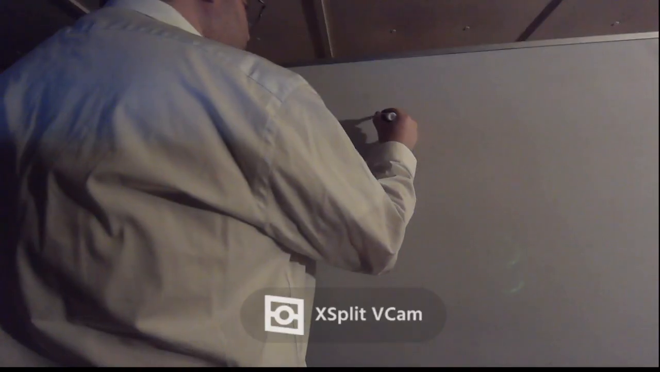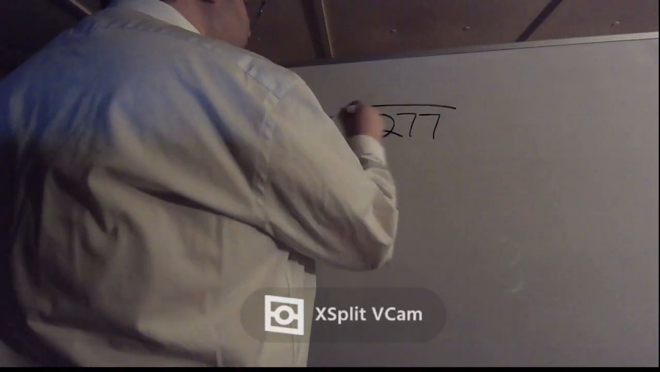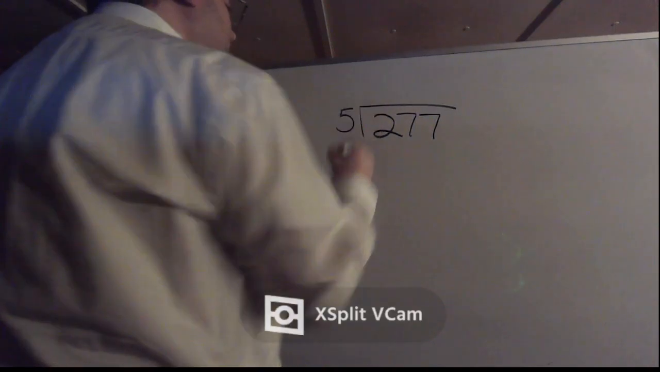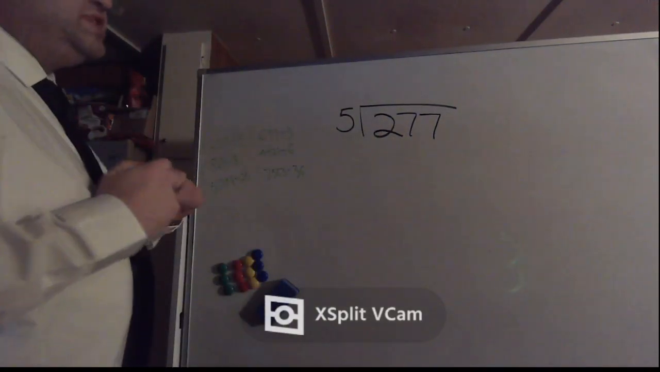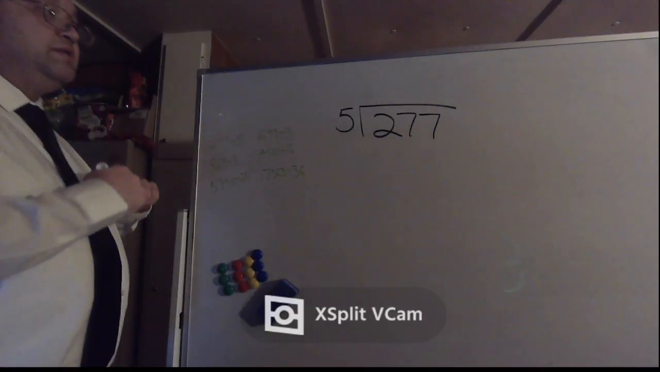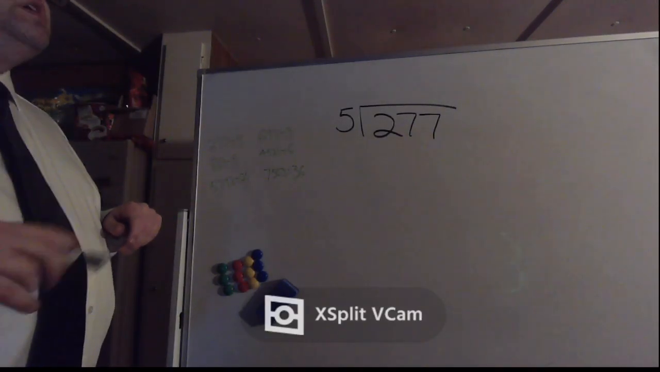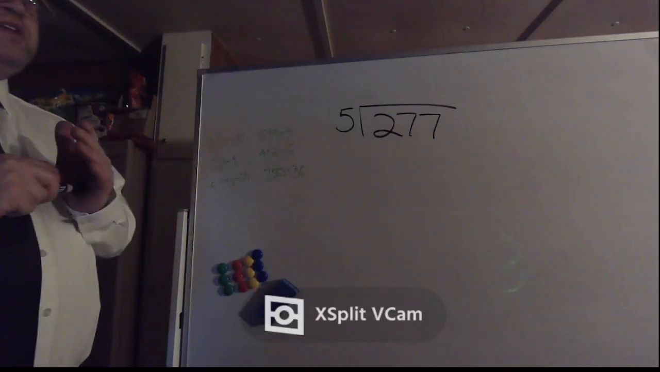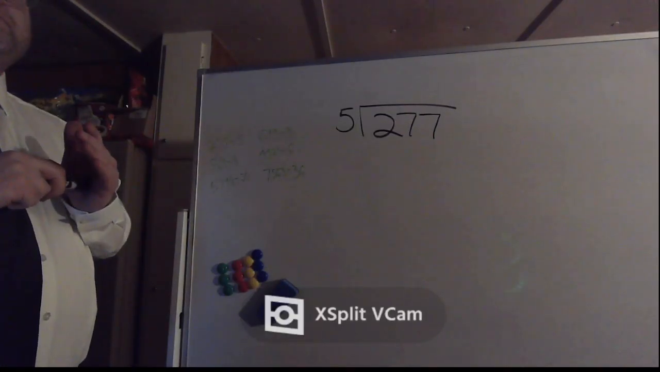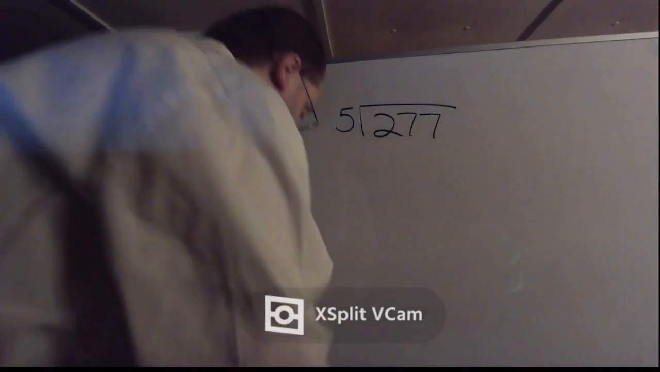Okay, let's do something now where we have remainders. You'll have 277 divided by 5. Well, 5 doesn't go into 2 at all. We know that. That'd be 0. There'd be no point. How many times does 5 go into 27, though? Well, 5 times 5 is 25. 5 times 6 is 30. We can't go over, so 5 goes into 27, in fact, 5 times.